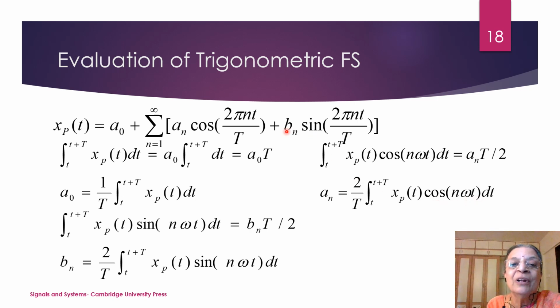And if you want to calculate bn, you will have to multiply this periodic signal x(t) by sine n omega t and integrate, and then multiply it by 2 by T to get the value of the corresponding Fourier series coefficient. Is that okay? So these are the formulae that you will have to remember to calculate the Fourier series coefficients for the sine function and for the cos function. Okay.